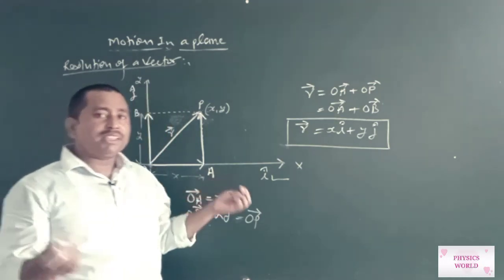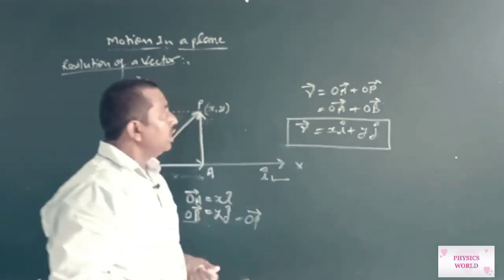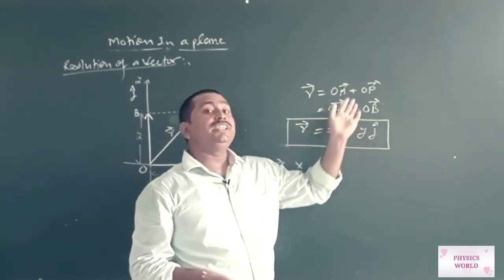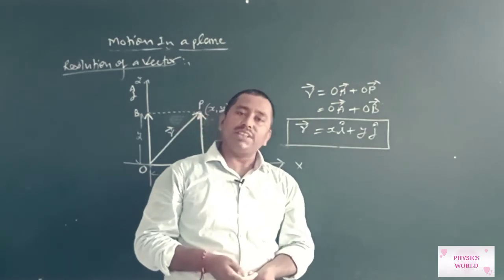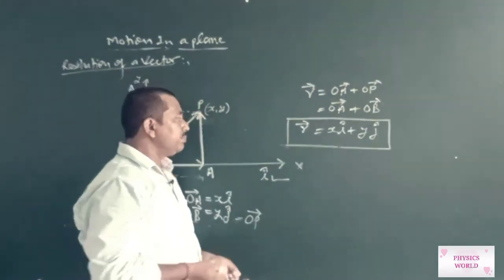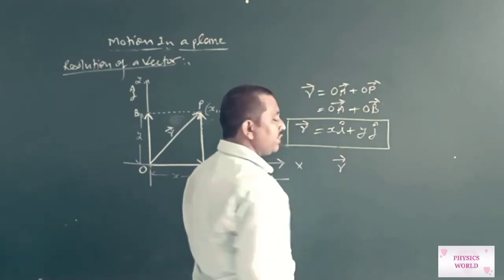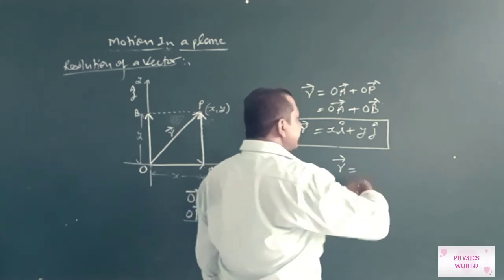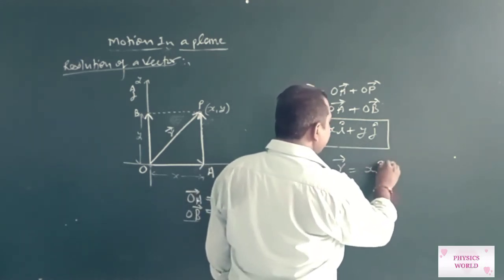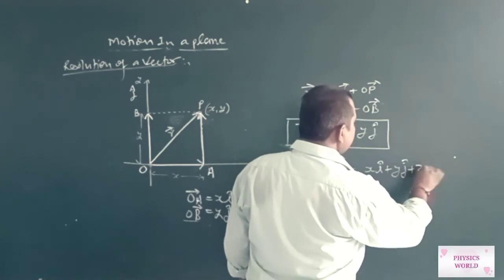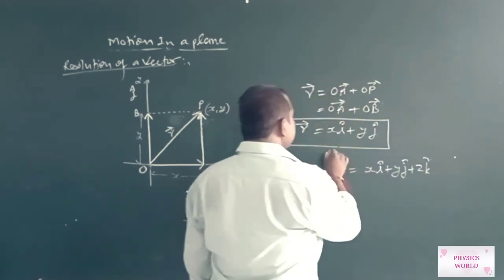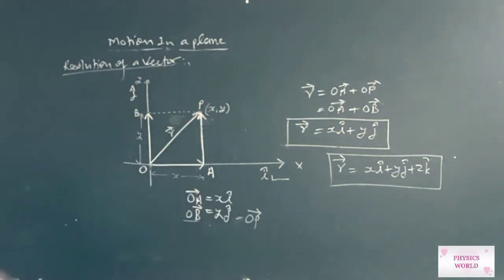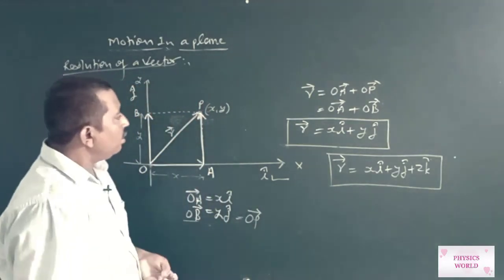If we talk about a spatial vector, that means a three-dimensional vector, it can be further expressed as x i plus y j plus z k cap. Suppose that the direction of the z axis is represented by k. Similarly, the position vector of any spatial point can be expressed in its rectangular components, that is x i plus y j plus z k cap. This is the three-dimensional resolution of a spatial vector. So this is all about the resolution of a vector.